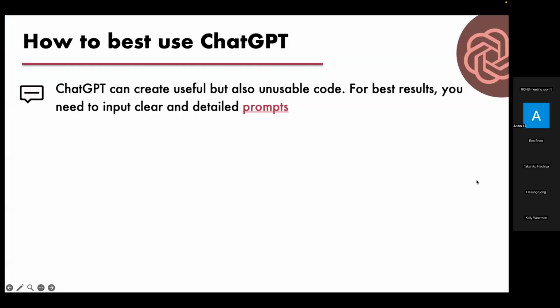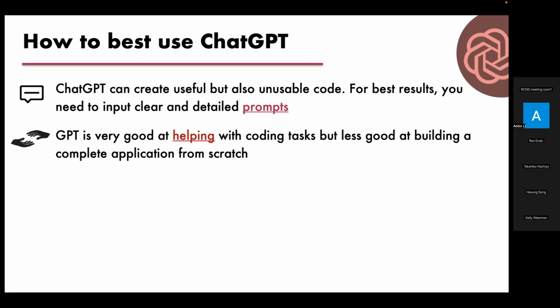There are 5 points that they give you when you watch one of those YouTube videos. I think the first point is the most important, and that is that GPT can be very useful to create useful code, but it can also create unusable code and give you some random things. If you want the best results, you need to input a very clear and detailed prompt. You have to input exactly what you want, how you want to have it, and what you already have. I'm going to show you some examples later of good prompts.